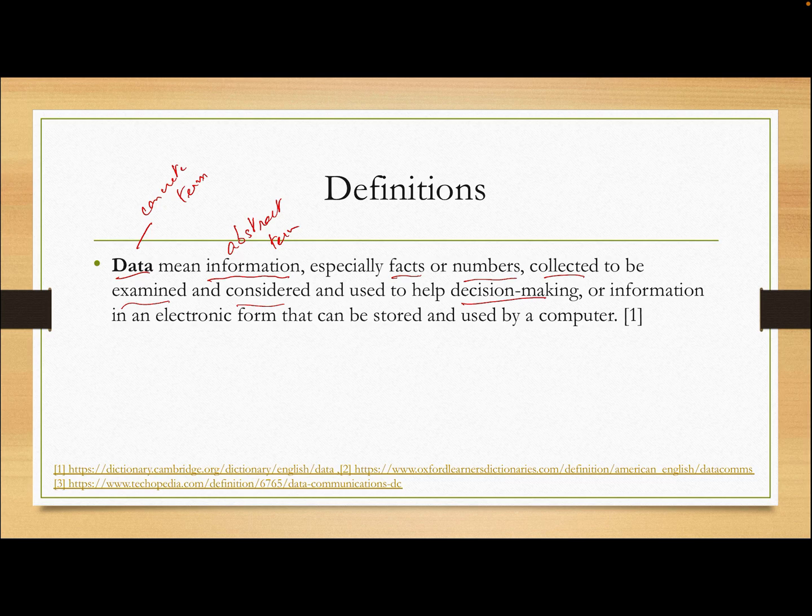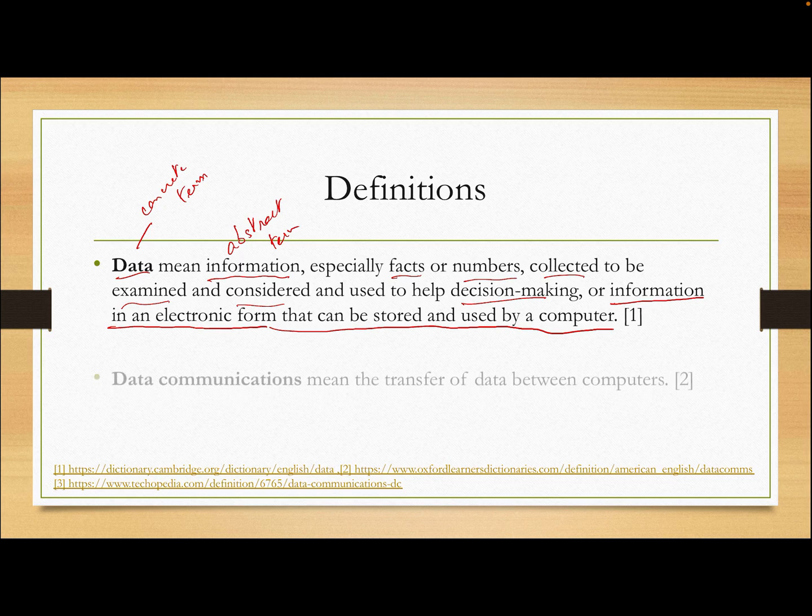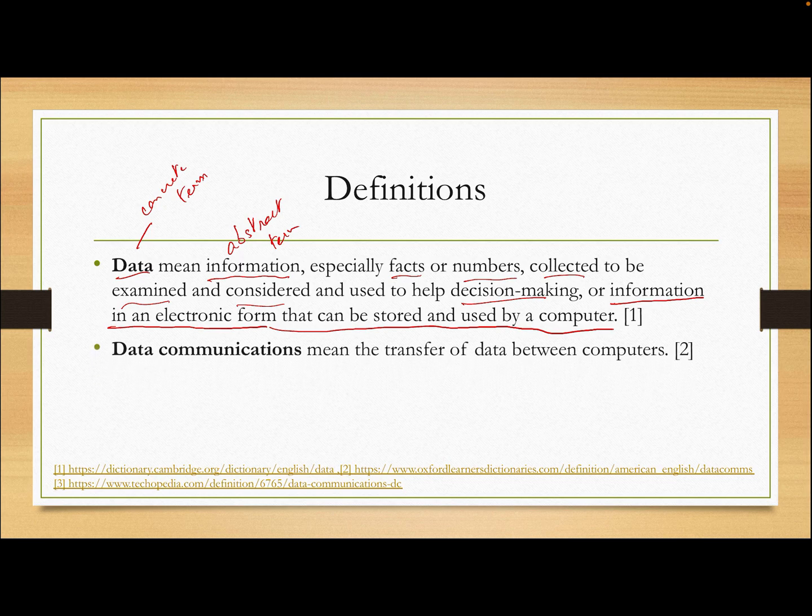In computer engineering and electrical engineering, we focus more on the second definition, which is information in an electronic form that can be stored and used by a computer. So this is the more common one that we use in this class. It doesn't have to be a computer either. It can be anything that can compute, any device that can compute.